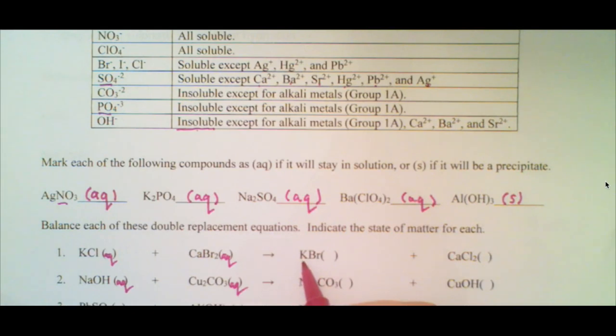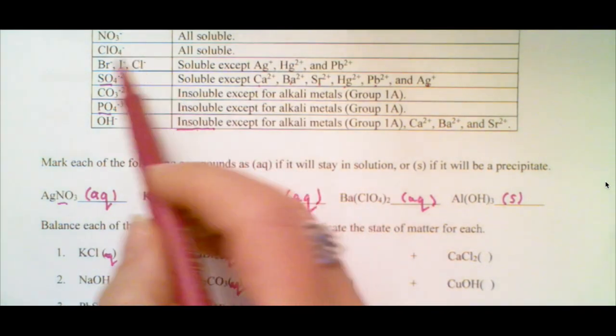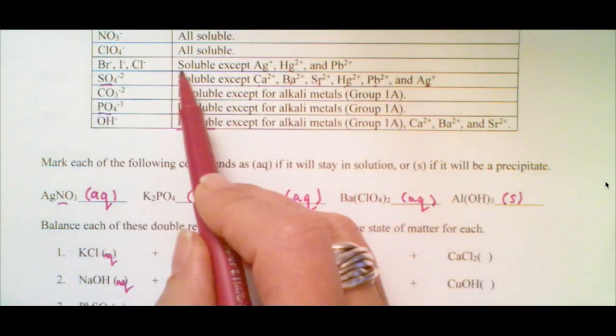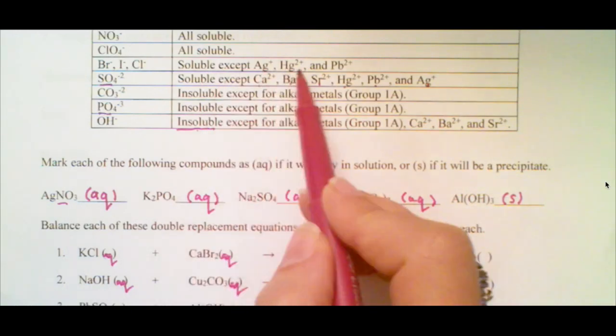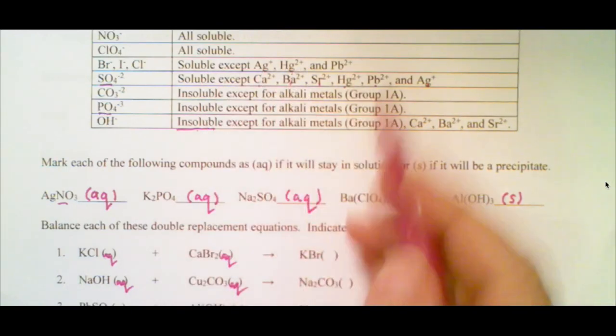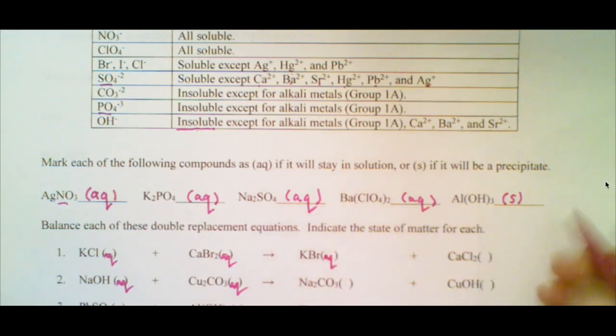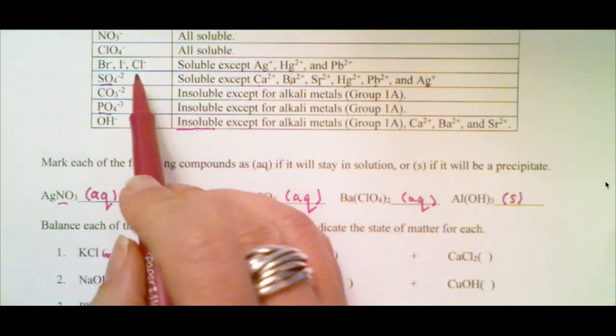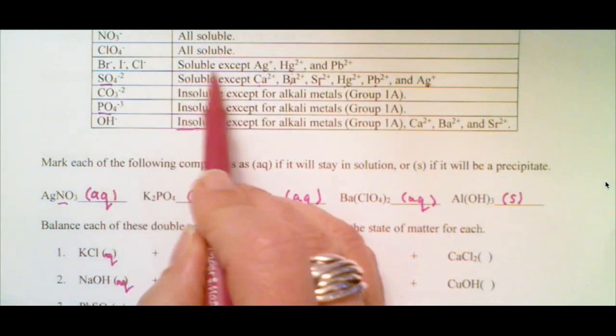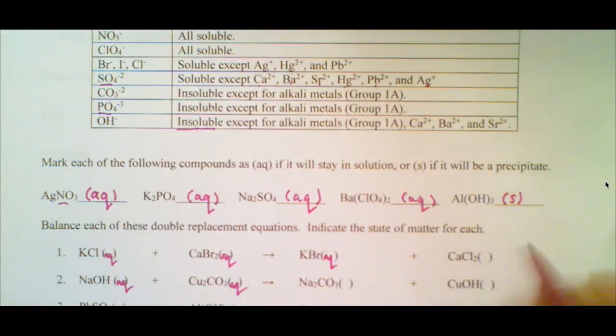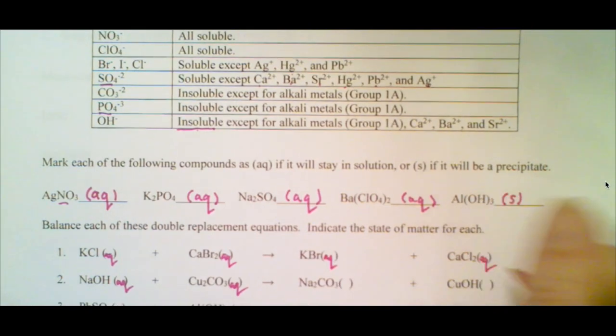So here we have KBr. So if I go look up here, that's bromide. Everything is soluble except silver, mercury 2, and lead 2. So that means that this is soluble, AQ. Calcium chloride. Chloride, everything is soluble except for those. So this is also AQ. So in this case, we don't get a precipitate.